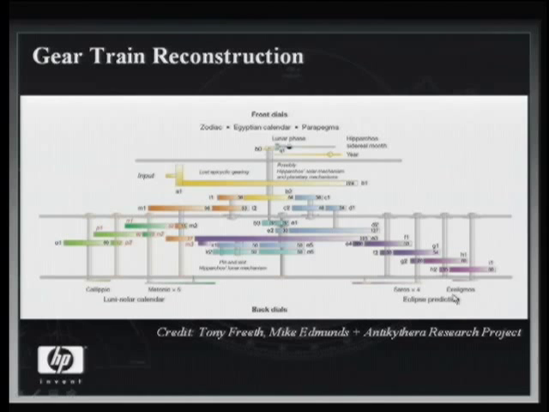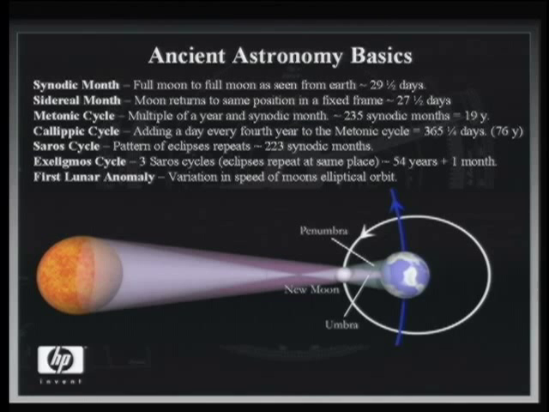Okay, so let me define some of these terms I've been using. What you think of as a full moon to a full moon cycle takes 29 and a half days. That's called a synodic month. Now, if you look at that from the reference system of the sun instead of the earth, obviously the earth is rotating around the sun as this is all happening. So in the reference system of the sun, for the moon to get to the same position, that's called a sidereal month. It's somewhat shorter, 27 and a half days.